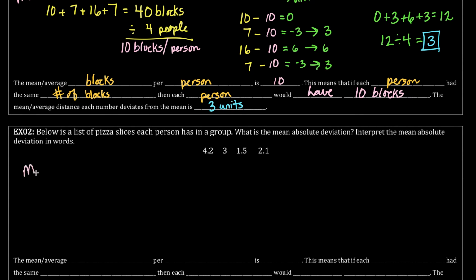So let's calculate our mean first. Below is the list of number of pizza slices. So we know we're looking at pizza slices, right? Per person. So let's do it.